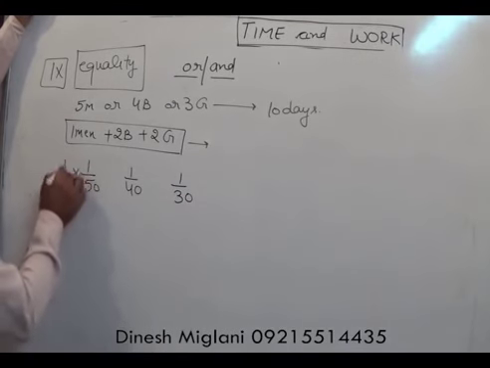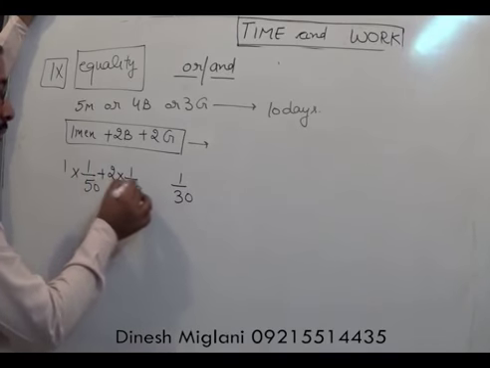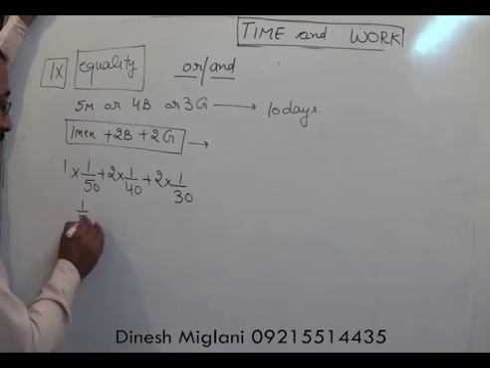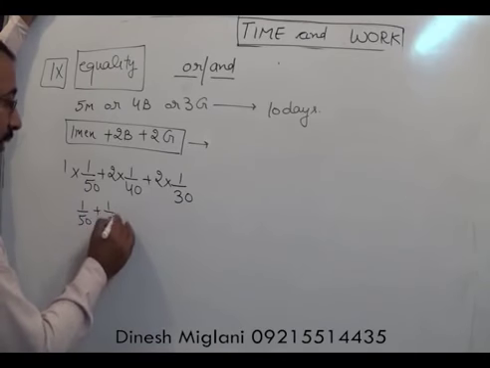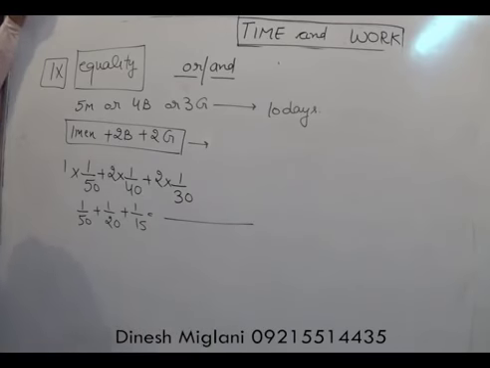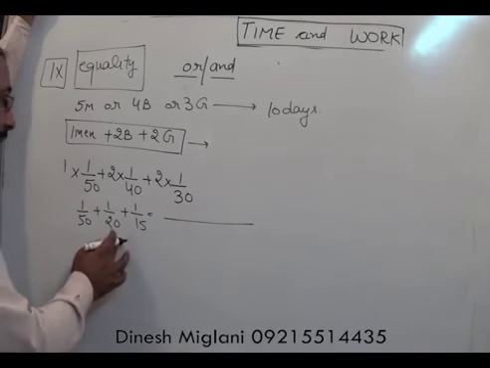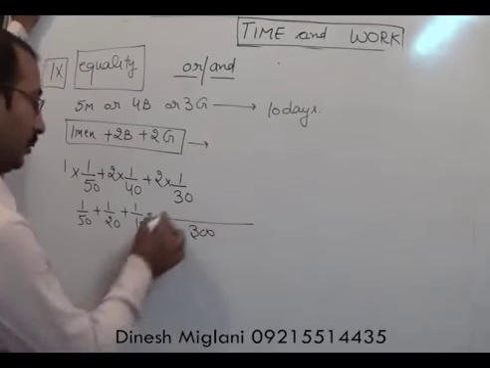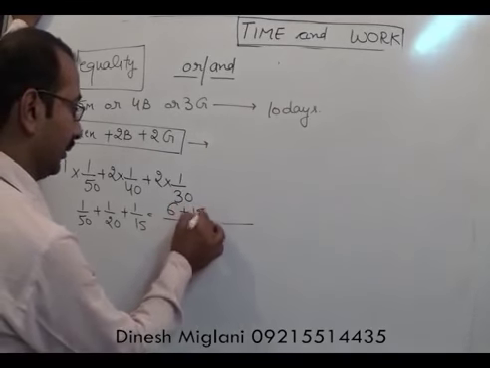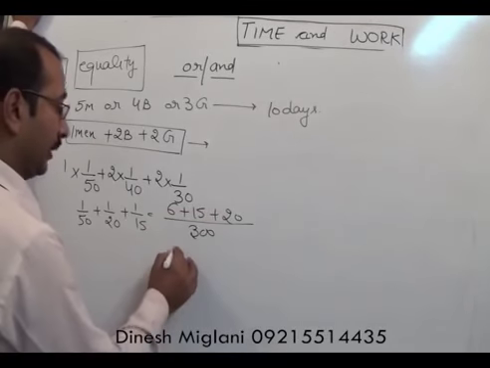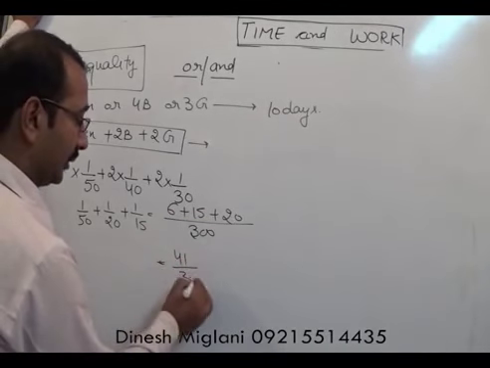Now 1 man is there into 1, 2 boys are there into 2, 2 girls are there into 2. Just solve it. 1 by 50 plus 1 by 20 plus 1 by 15. Now we can take the LCM of 15, 20 and 50. LCM is equal to 300. It will go on 6, it will go on 15, it will go on 20. 21 plus 20, 41 by 300.